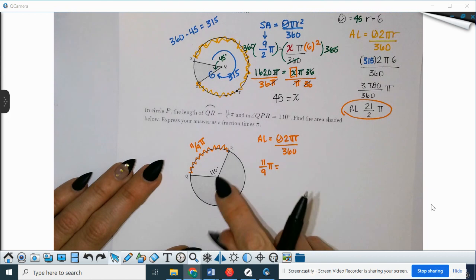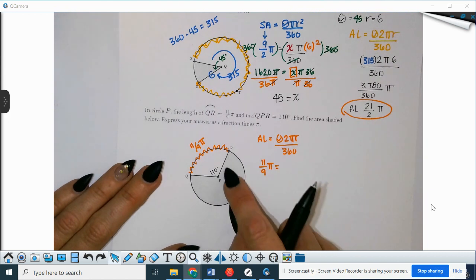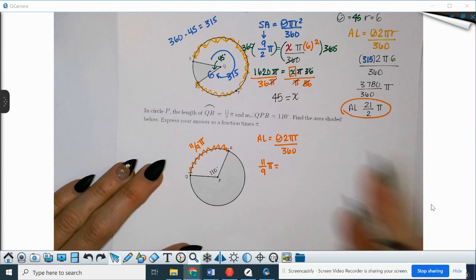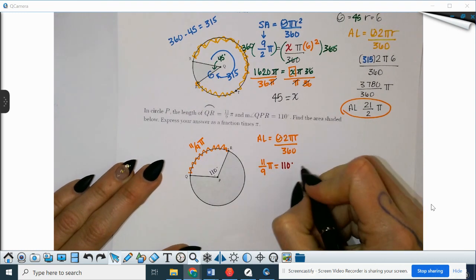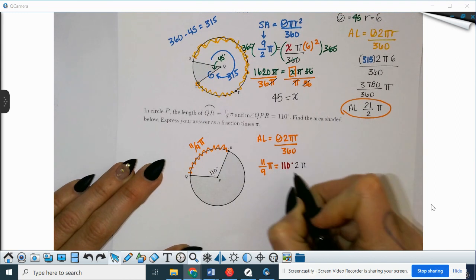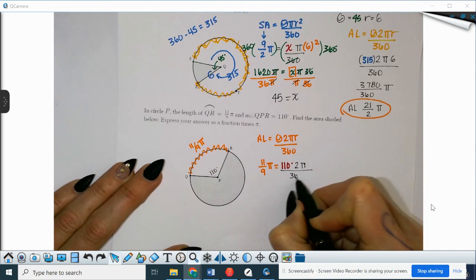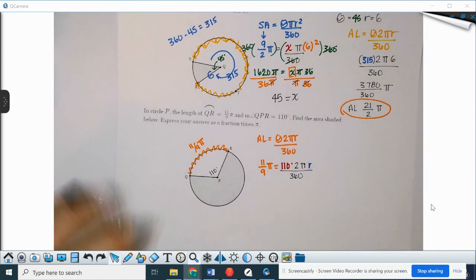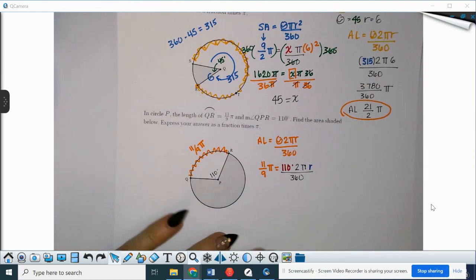And you know it goes on this side because that's less than 180, and this shaded area is a lot more than 180. So theta is going to be 110 degrees. We know we have 2. We know we have pi. We know we're going to have 360. What we don't have is our radius. So we need a radius because remember, you always need theta and you always need a radius to be able to do any of these discussions.